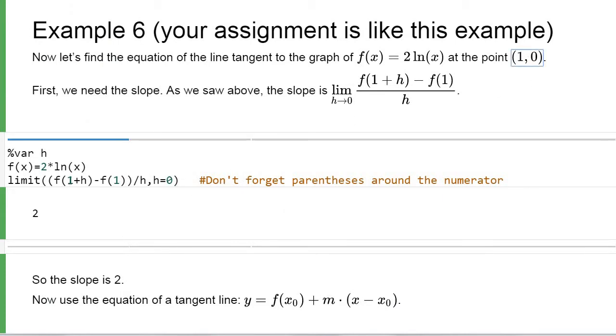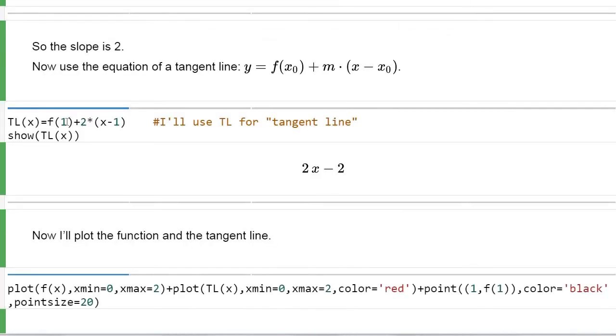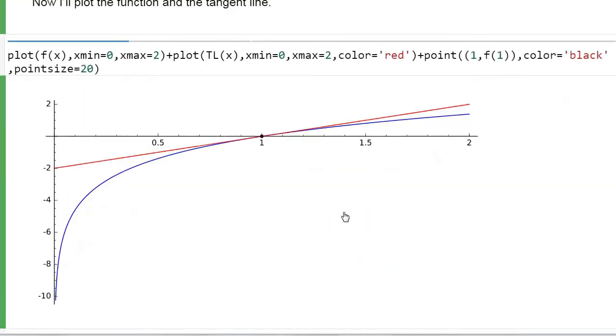It shows up twice in the slope formula, in this limit. It shows up twice in the tangent line formula, once in the function and once just alone. So here's the tangent line. I'm going to go ahead and graph the function along with its tangent line. So in blue is the function f, in red is the tangent line I just computed, and I put this point command here. It just puts this black dot so that I can see the point of tangency.